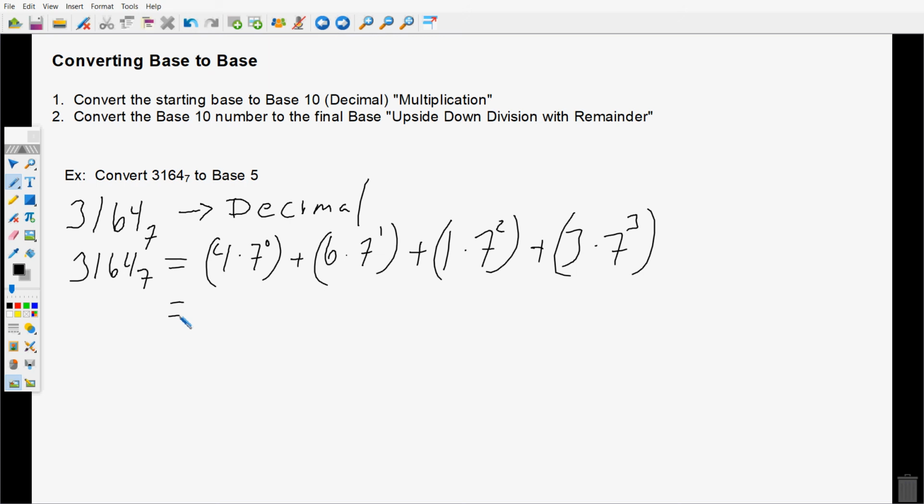Punch each of these in, or if you want, you can punch straight from the left all the way to the right, and you should end up with 1, 1, 2, 4. But since this is a decimal or base 10 number, it's actually 1,124. So now what I want to do is take 1,124 and make that a base 5 number.